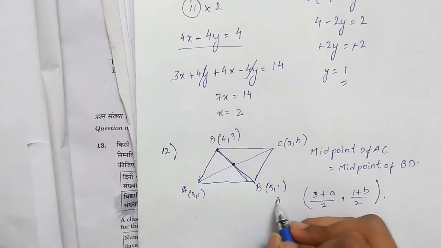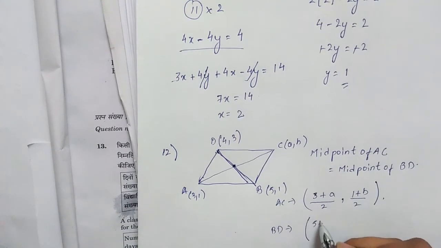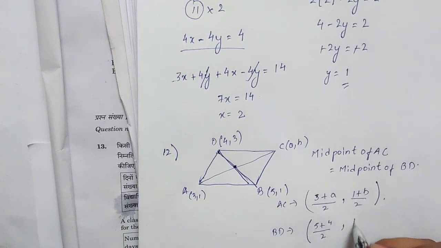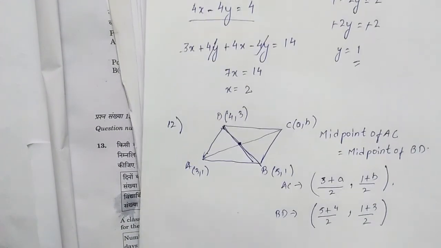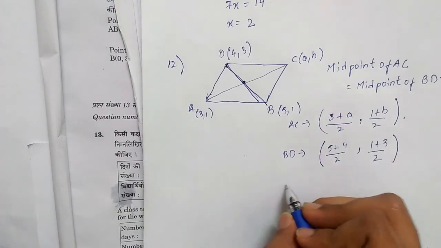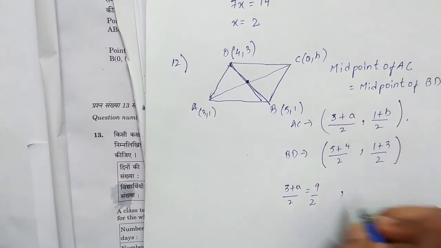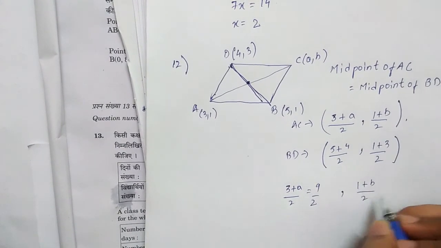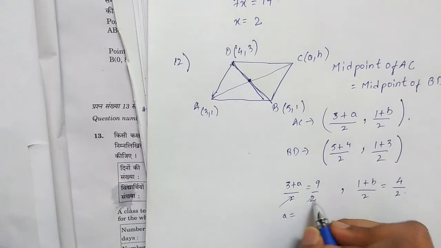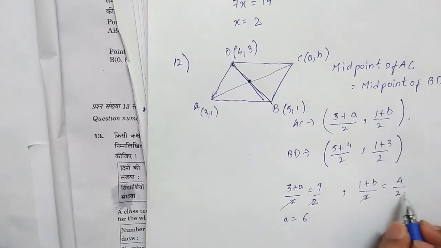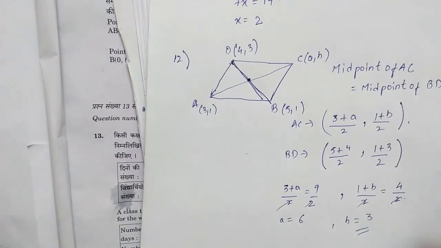This is for AC. For BD it will be (5 plus 4) by 2 and (1 plus 3) by 2. So just equate both of these. (3 plus a) by 2 is equal to 9 by 2 and (1 plus b) by 2 is equal to 4 by 2. So the 2s cancel each other, a is equal to 6. Here also the 2s cancel each other and b is equal to 3. So that solves the question.